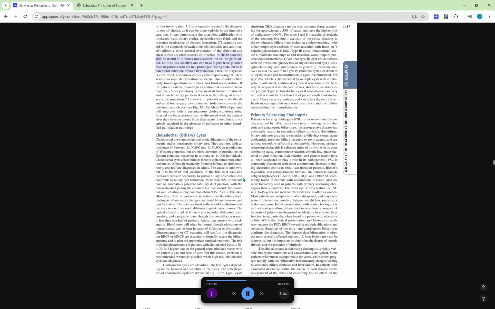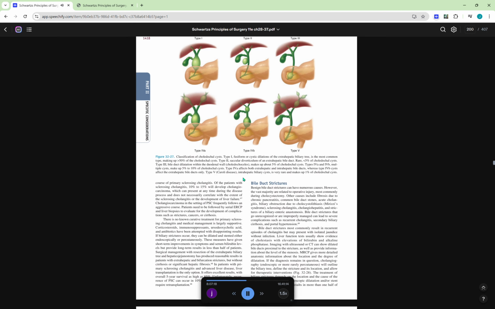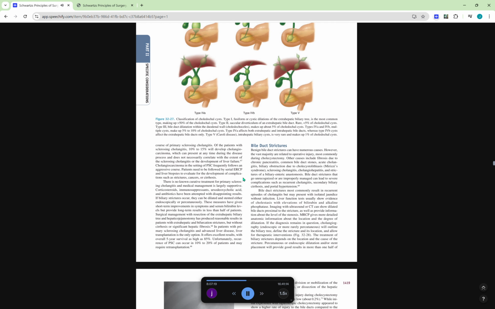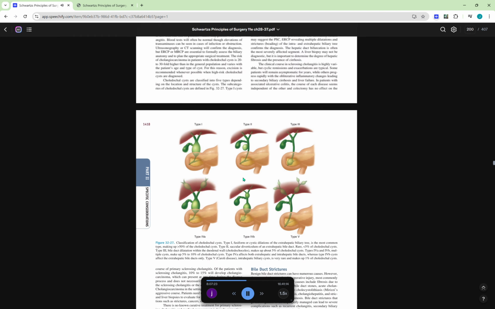A HIDA scan can also be useful if it shows non-visualization of the gallbladder, but it is less sensitive and can have higher false positive rates in patients who are in a prolonged fasting state, on total parenteral nutrition, or have liver disease. Once the diagnosis is confirmed, acalculous cholecystitis requires urgent intervention as rapid deterioration can occur. This should include early broad-spectrum antibiotics and fluid resuscitation.